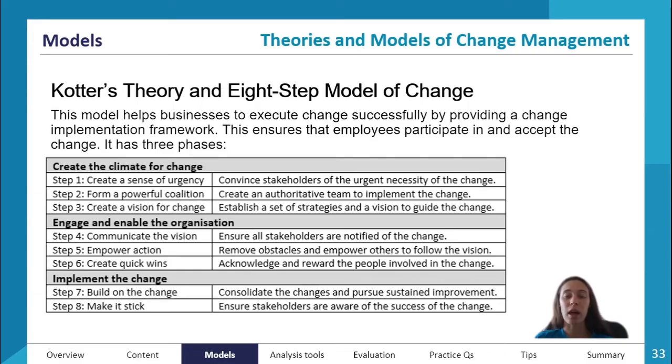Again, we looked in that previous model, Kurt Lewin's three-step model of change. The third step involved celebrating the change. So make it stick is similar to that, where you need to make sure that people are aware of how successful it's been. That will build that trust, hopefully lead to less resistance in future, and those people involved will feel valued too.